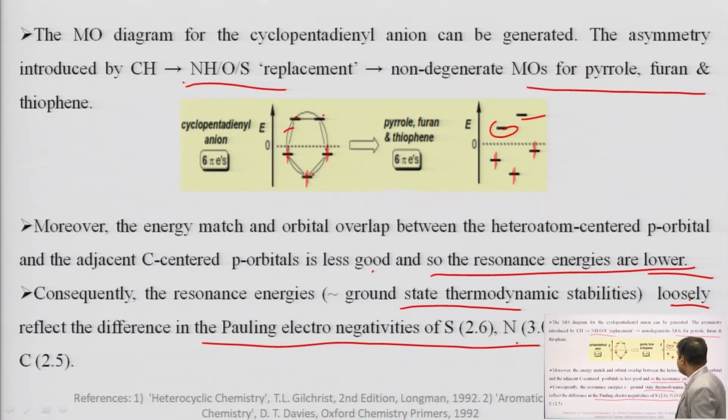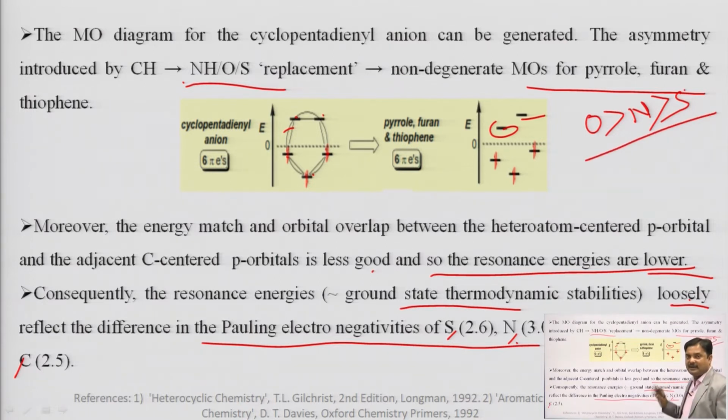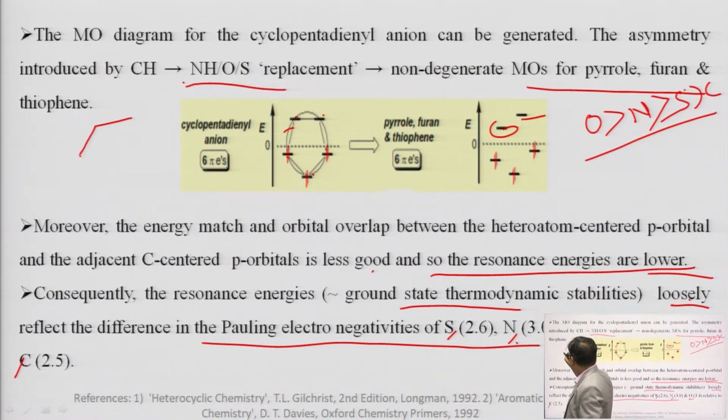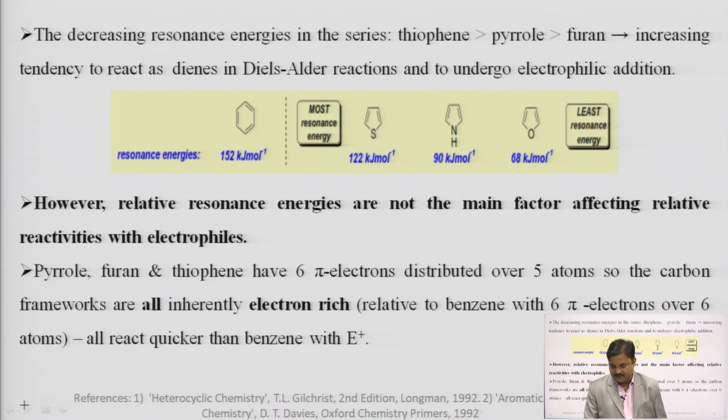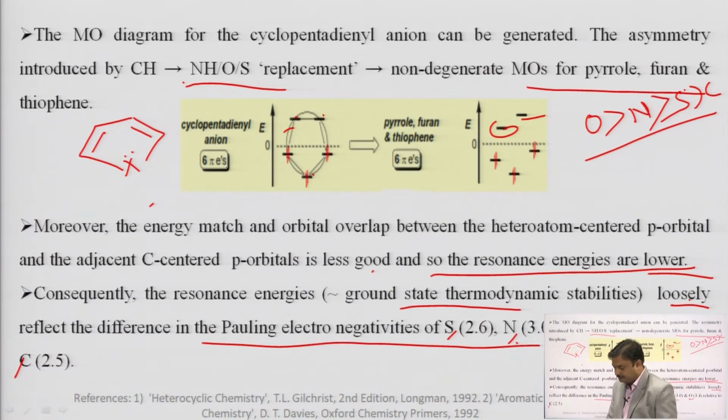So, you can see here, this last statement is very, very important, where you can see that all the heteroatoms, that is sulfur, nitrogen and oxygen, have higher electronegativity than the carbon. So, the most electronegative atom is oxygen, then there is nitrogen, then there is sulfur, and so on. These three are more electronegative than the carbon. So, now coming to the point, suppose this is the structure, the common structure of the 5-member heterocyclic compounds containing one heteroatom.